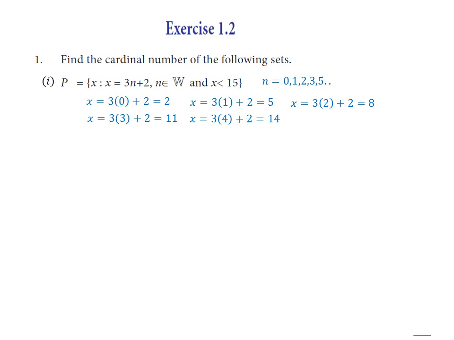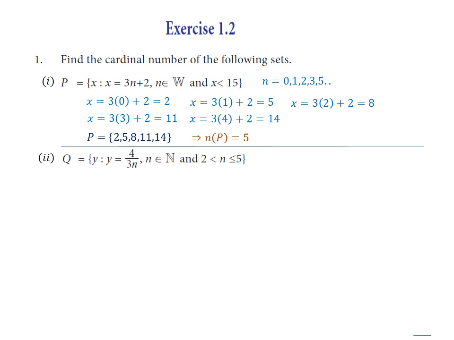So, the given condition is x less than 15. So, no need to substitute 5, 6 and all. We are stopping here. We will get the elements like this. The set P is equal to 2, 5, 8, 11, 14. So, how many elements are there? Totally 5 elements. So, what is n of P? 5. That's all answer.